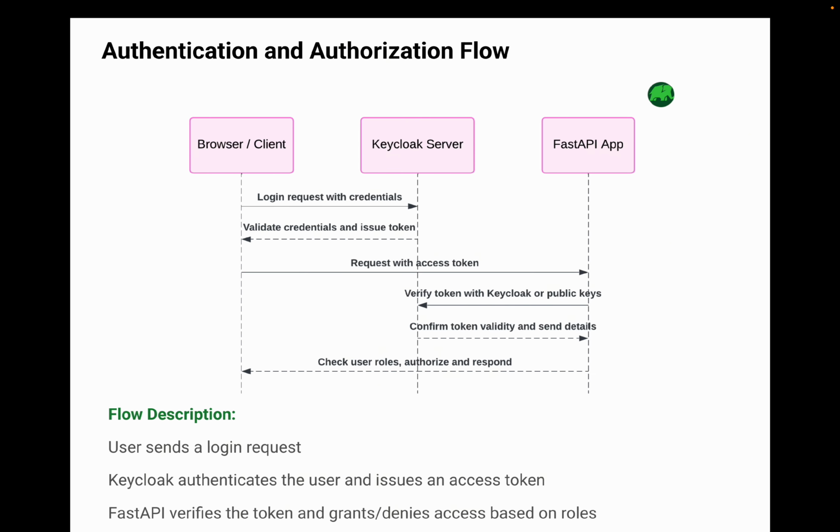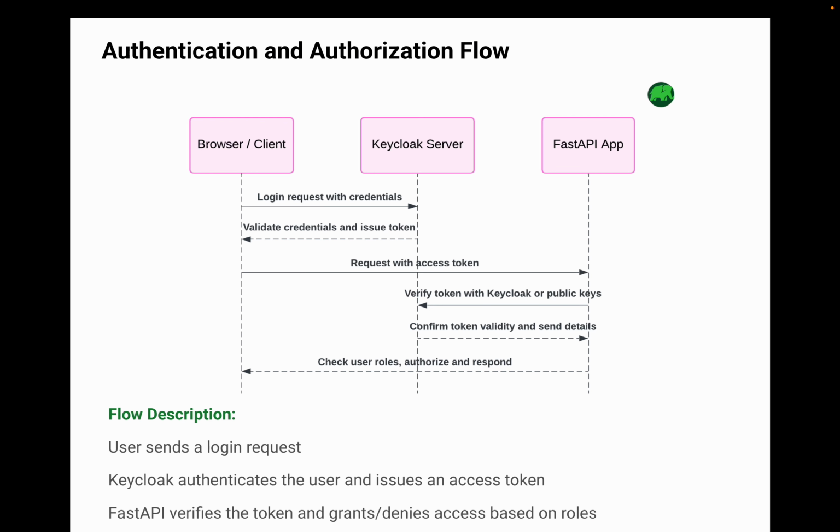This flow diagram illustrates the interaction between three components: the browser or client, which initiates requests for login and API access; the KeyCloak server, which manages user authentication, issues tokens, and enforces roles; and the FastAPI application, which secures endpoints by verifying the access tokens issued by KeyCloak and implementing role-based authorization.